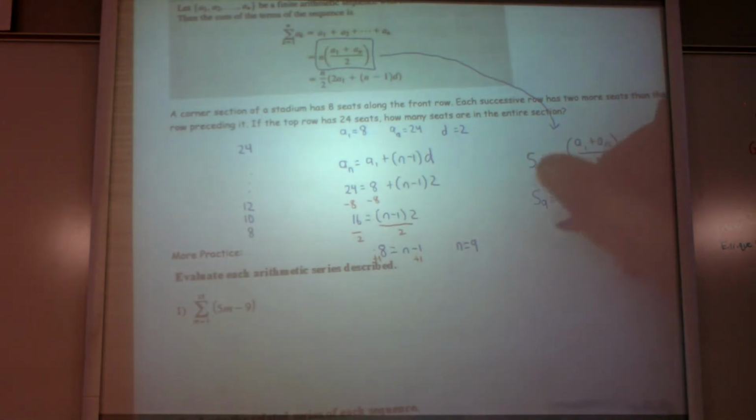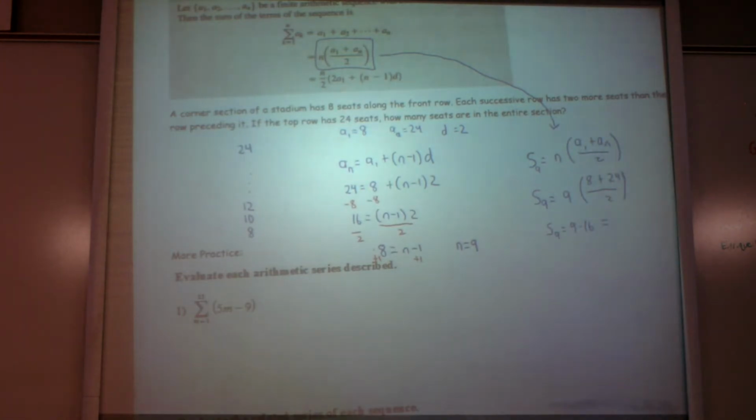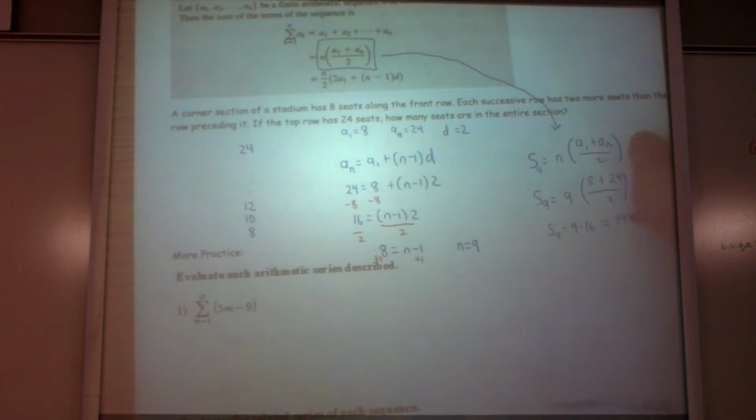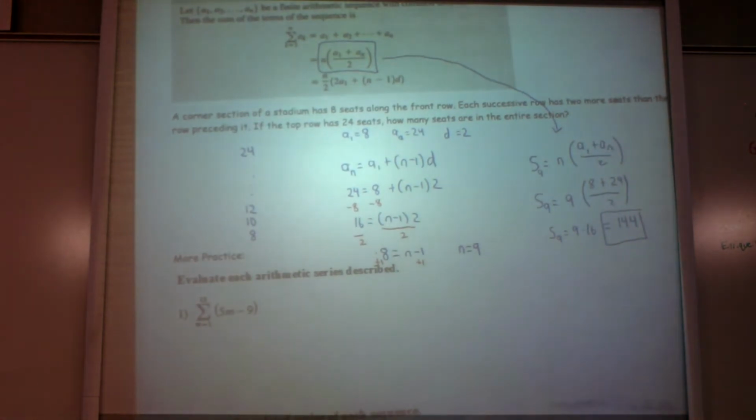Okay, so then if we simplify this, this will be 32 divided by 2. That's 16. So if I just do 9 times 16, that's 144, I believe. Let me just check that real quick. The section in question has 144 seats.